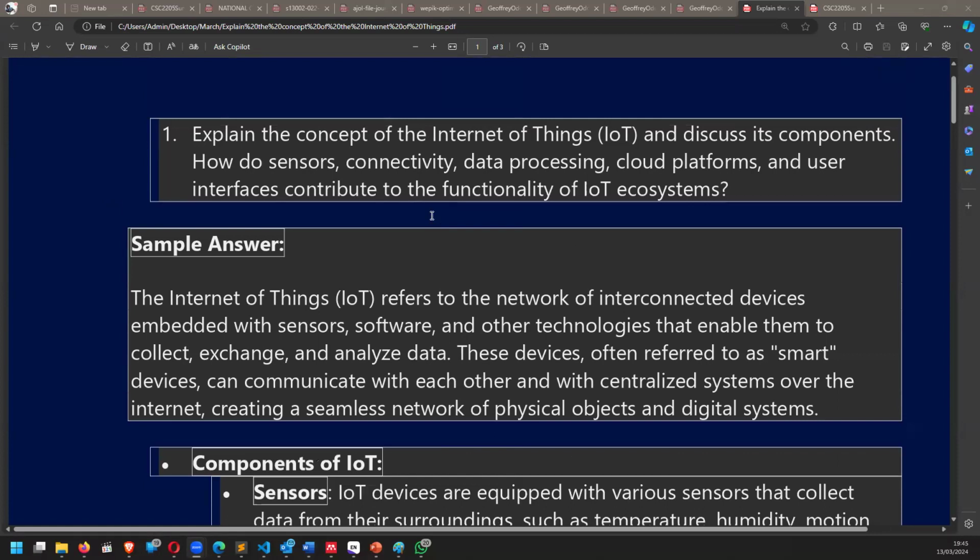Now this particular part of our discussion is going to be how you will answer questions. To answer a question basically means: explain the concept of Internet of Things and then discuss the components. How do sensors, connectivity, data processing, cloud platform, and user interfaces contribute to the functionality of the IoT ecosystem? So first, this is how you should answer it. You need to explain the concept.